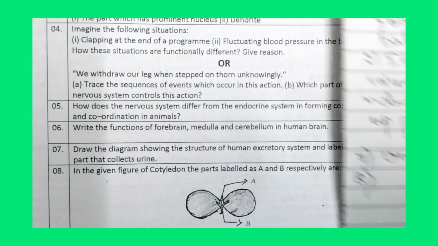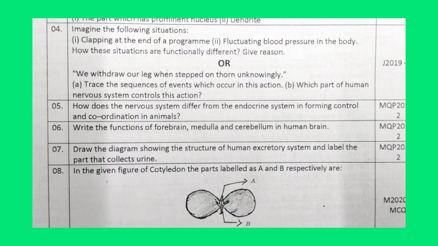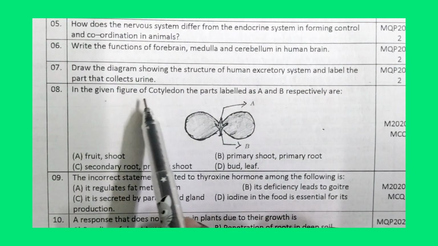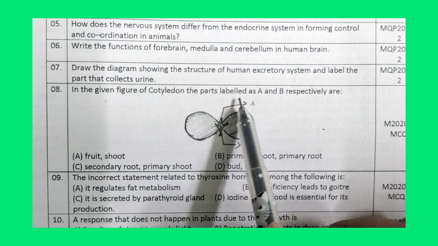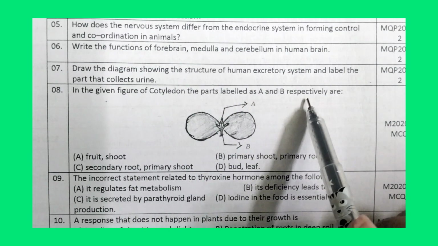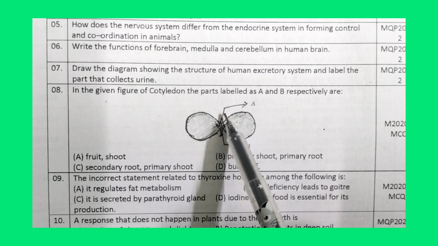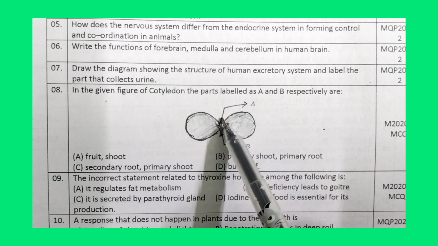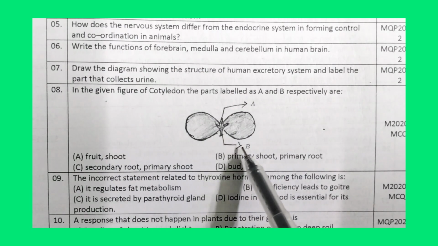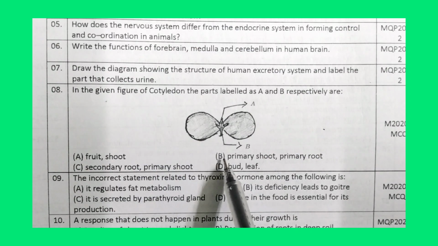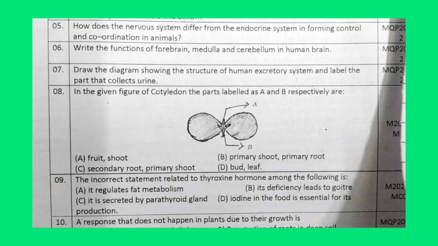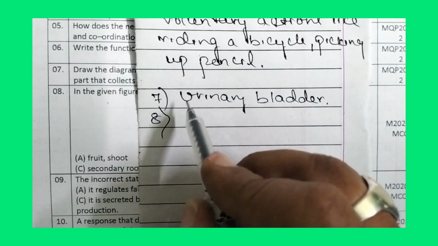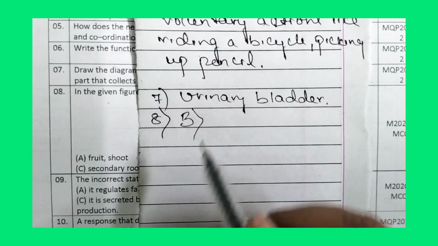Now let us move to the eighth question. It is an MCQ. In the given figure, of the cotyledon, the parts labeled A and B respectively are. Look, this A is the future stem and this B is the future root, or A is the primary shoot and B is the primary root. So the right answer is option B: A is the primary shoot and B is the primary root.